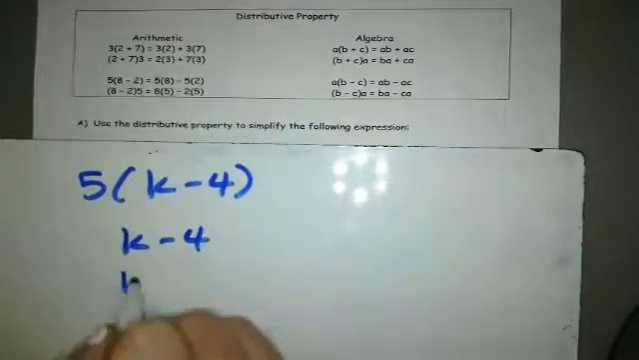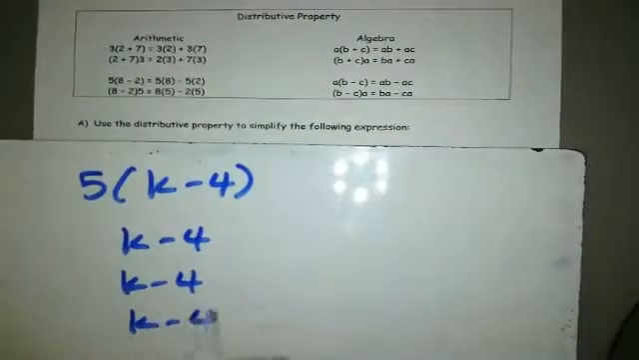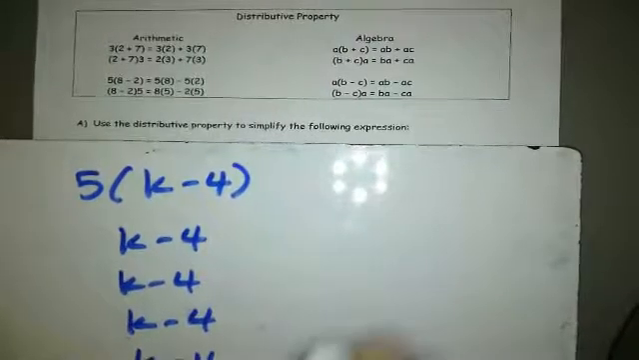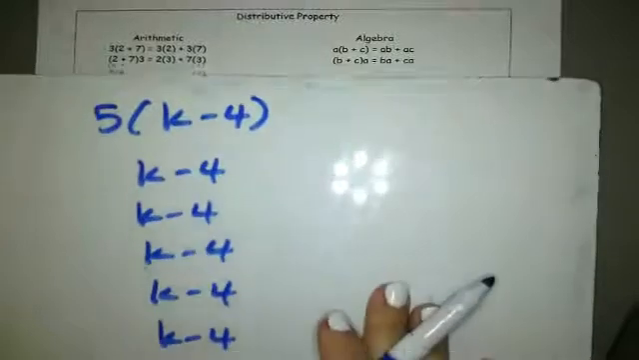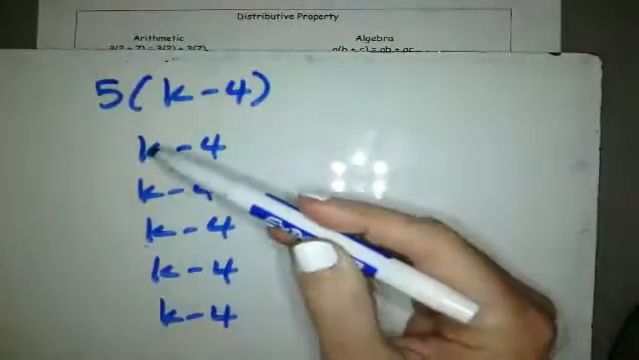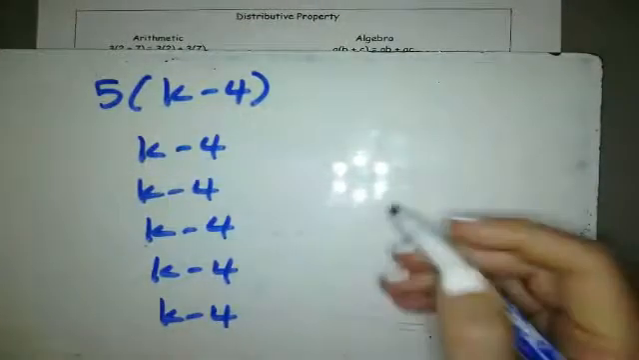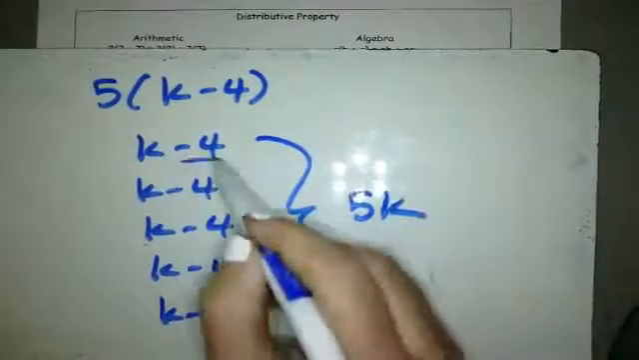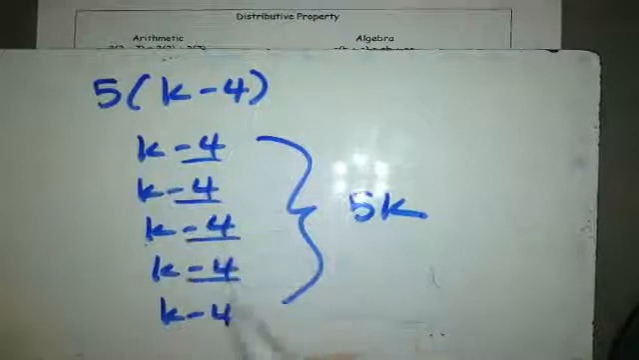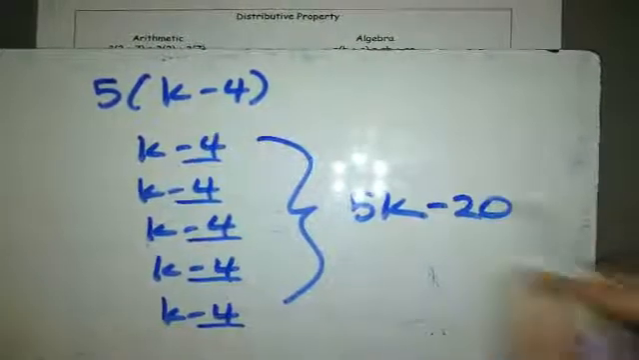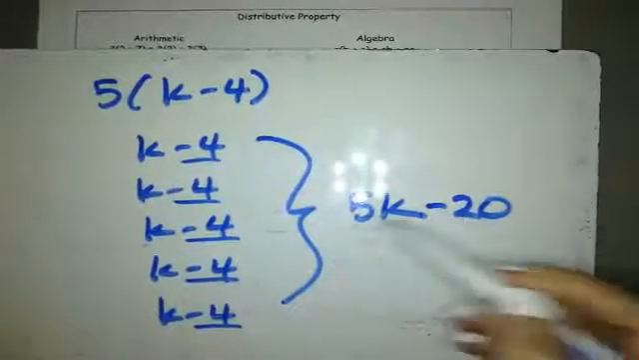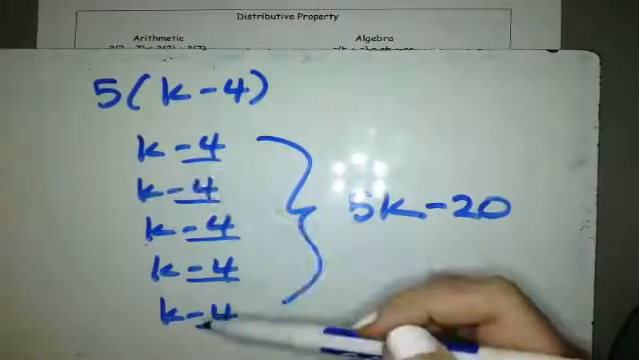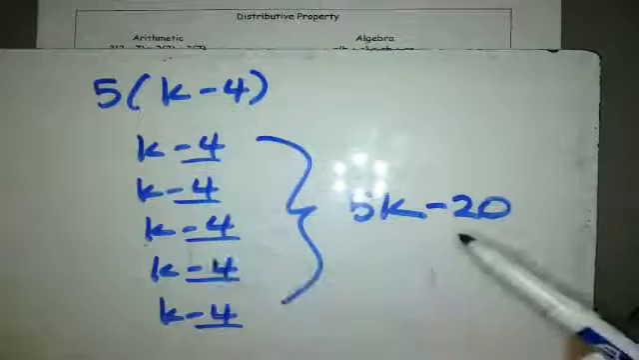So that's 1, 2, 3, 4, 5. But instead of doing this, which is obnoxious, right? What we have here is 5 k's, and then -4 and -4 and -4 and -4 and -4 is -20. So this is our simplified expression. Now, this is me writing it out, which obviously you're not going to do. I just want to show you how these two things link.